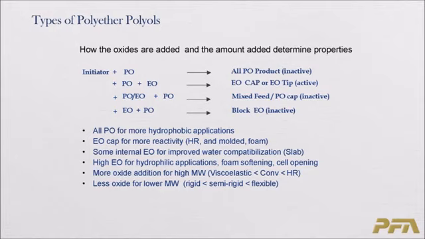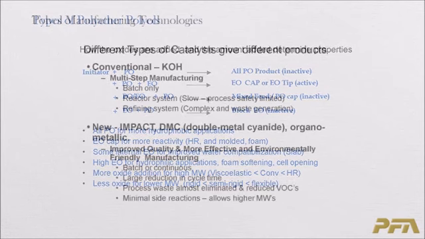You're putting the EO as a cap to make it more reactive. You're putting it internally for water compatibility. And then you're again also varying that molecular weight and functionality. Again, viscoelastic is the lowest molecular weight, and HR is the highest molecular weight. If you were making more of a rigid type, you're going to have even lower molecular weights and much higher functionality.